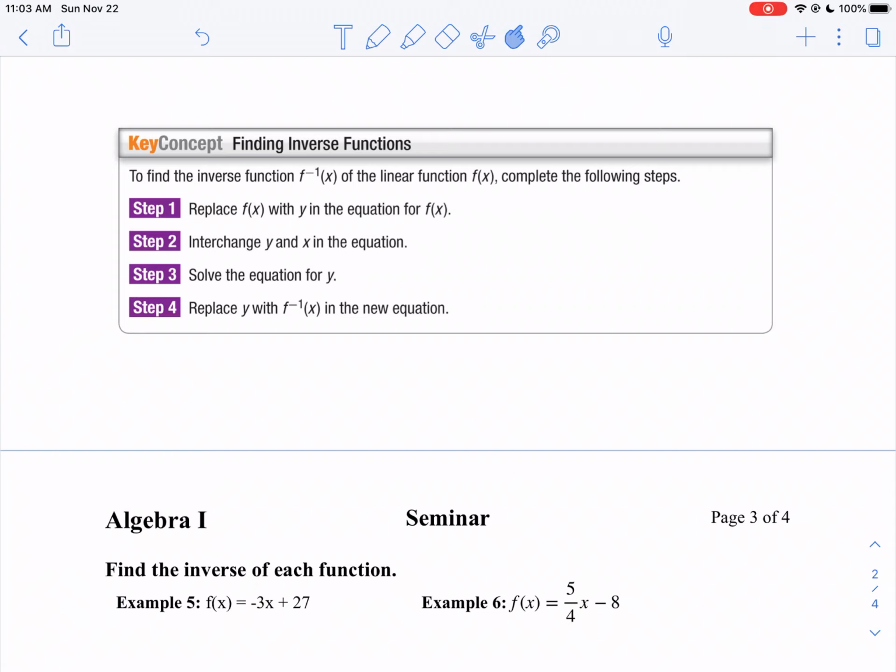How do you find the inverse algebraically? We know how to do it graphically and from a table. But here's what we're going to do. If I'm given my function in function notation with f of x, first I replace y with f of x because that's what f of x is. And since we're doing the inverse, I'm going to flip the y and x around. I'm going to solve that equation for y. I'm going to replace y with inverse of x.